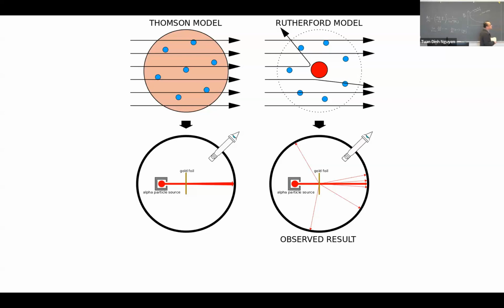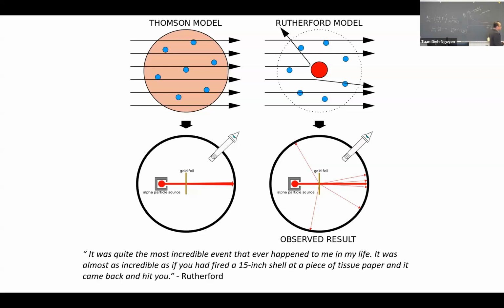Rutherford model: positive nucleus is more localized, smaller within the negative charge. And this is a quote from Rutherford. It was quite the most incredible event that ever happened to me in my life. It was almost as incredible as if you had fired a 15-inch shell at a piece of tissue paper and it came back. The alpha particles are very big and massive, and so once in a while this really energetic and massive particle gets sent back. Right? And that was amazing.